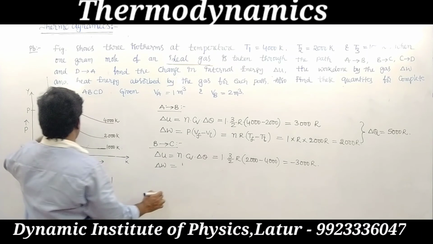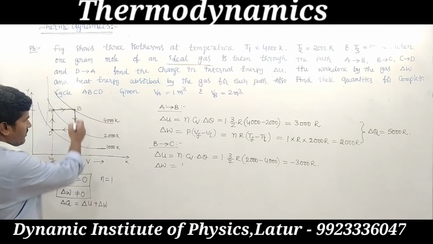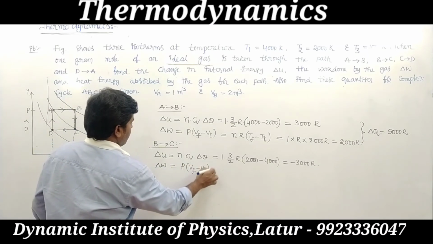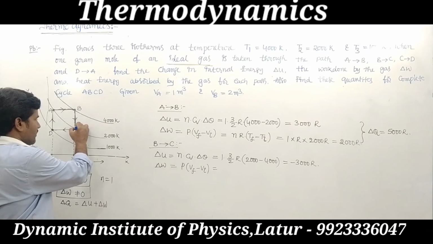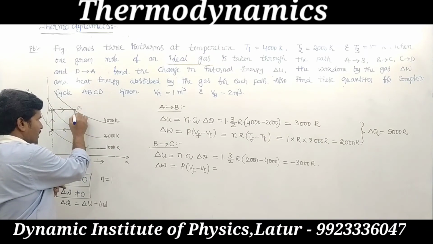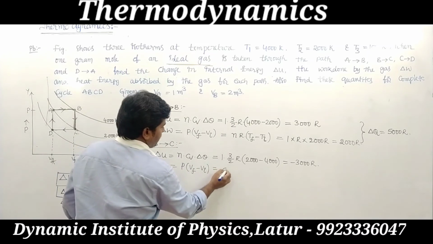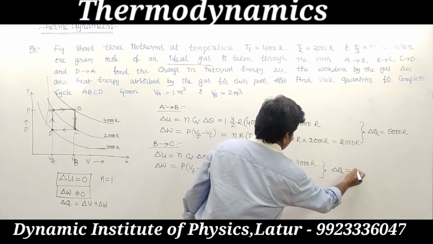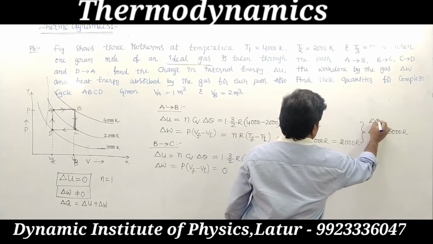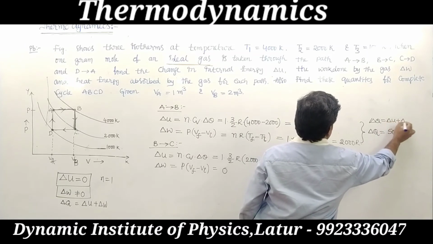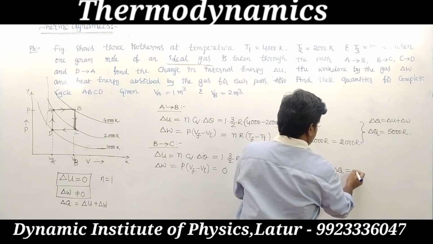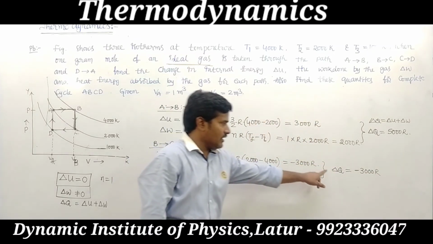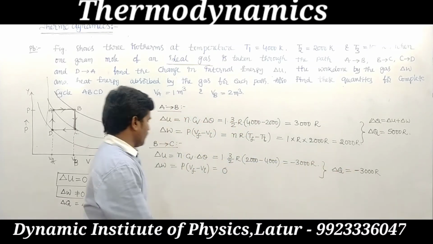In this condition volume remains constant, so work done is P into V final minus V initial. So what about B to C? It is at constant volume. This is nothing but an isochoric process. The work done becomes 0. So here the total heat delta Q equals delta U plus delta W. Delta W becomes 0, only delta U remains, that is minus 3000 R.